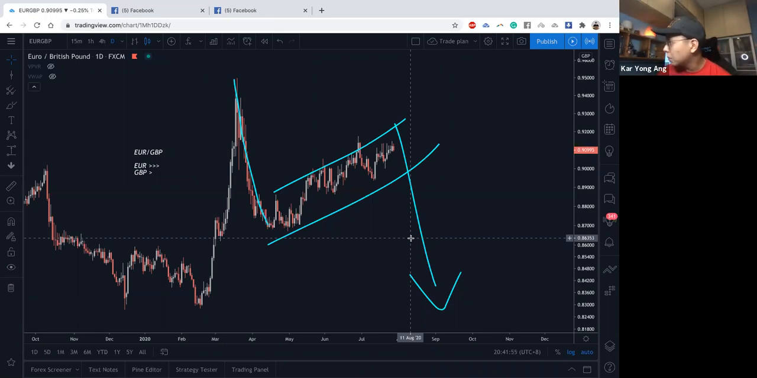So, Simon asked about euro pound. Yep, euro pound can be applied. Australia, New Zealand, this currency pair can be applied in this concept as well, okay?